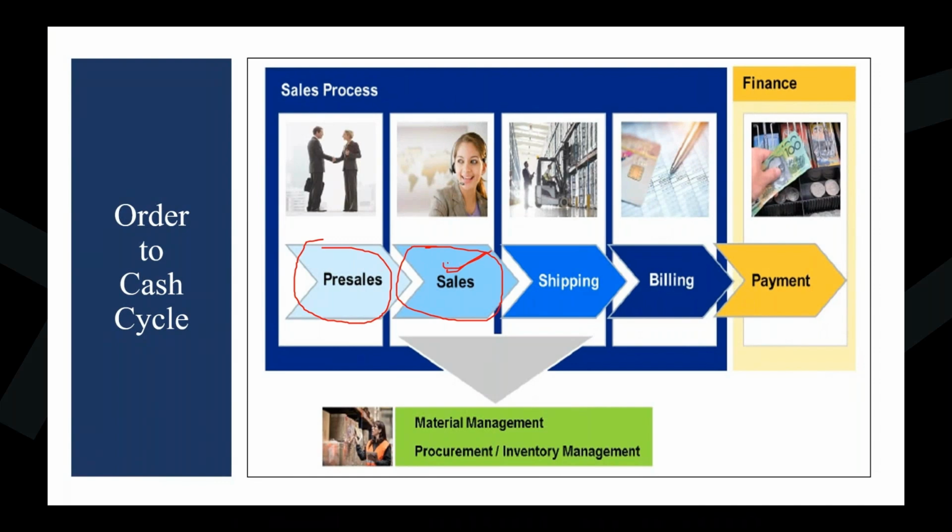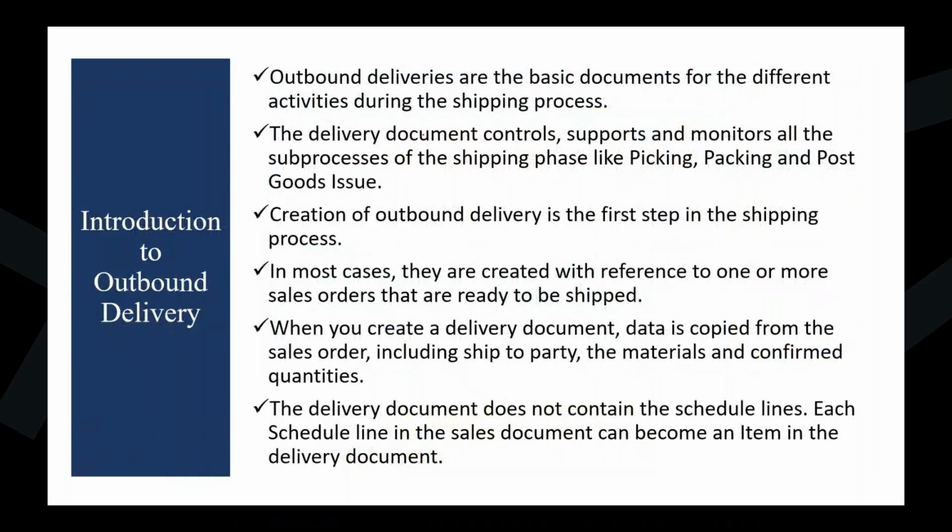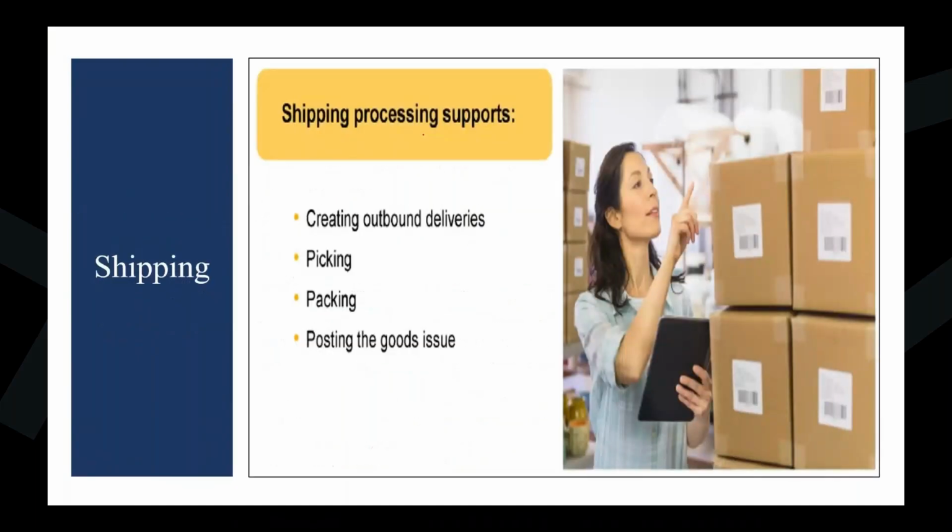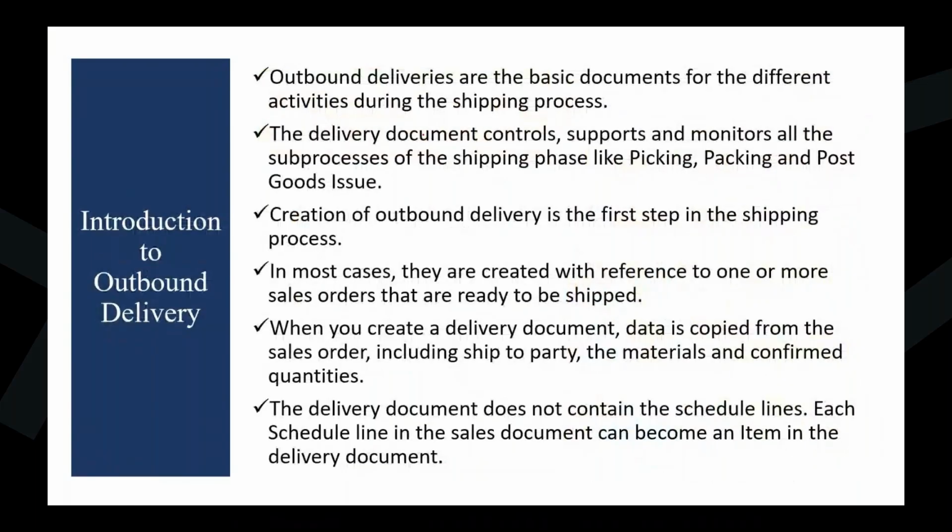So once the sales order is created, once your stock is ready, then you will do the shipping activity. So in the shipping activity, the first step is the creation of outbound delivery. So today we are covering this phase, shipping. Okay. So in the shipping process, we have to create outbound delivery. Outbound deliveries are the basic documents for the different activities during the shipping process.